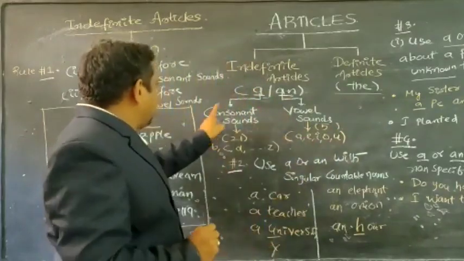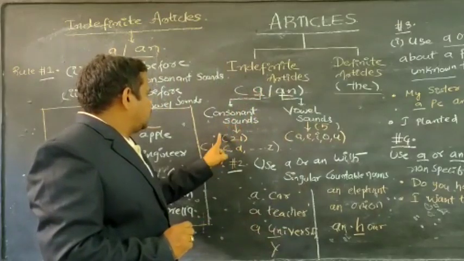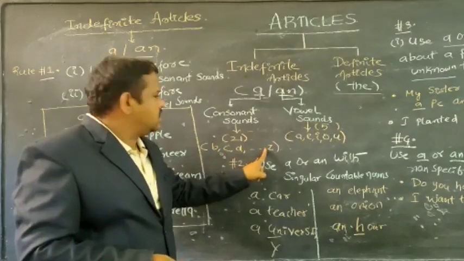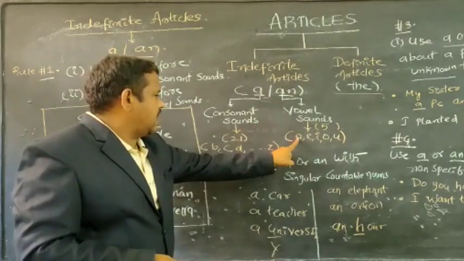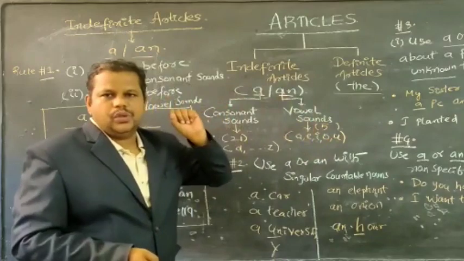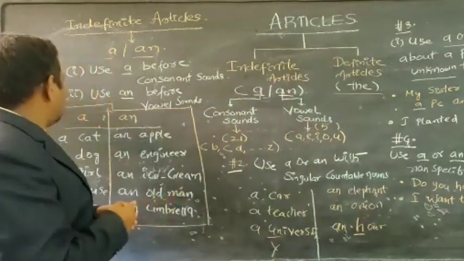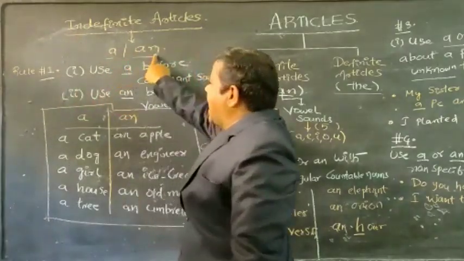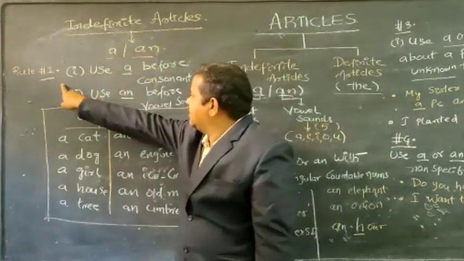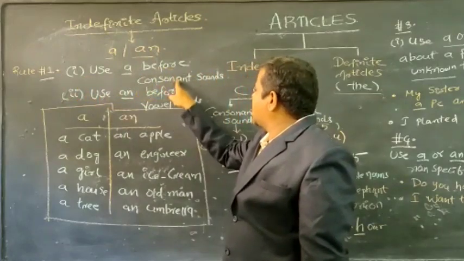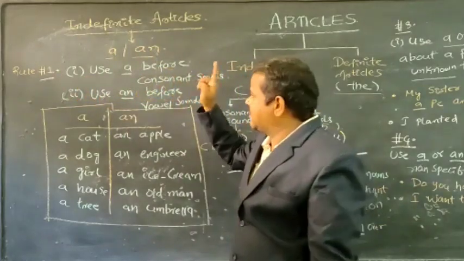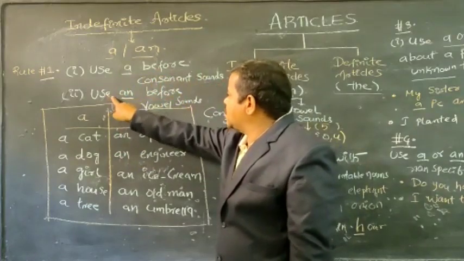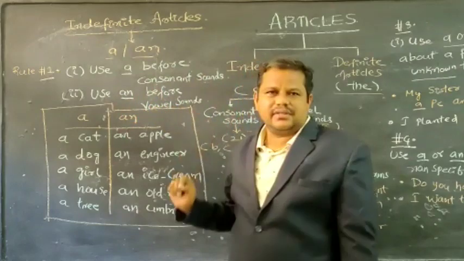Just now I said that when we are using a, we use consonant sounds starting with B, C, D up to Z. When we are using vowel sounds, we use A, E, I, O, U. We will see different examples. See this indefinite article, students. We have to use a and an. Rule number 1: use a before consonant sounds, and use an before vowel sounds.